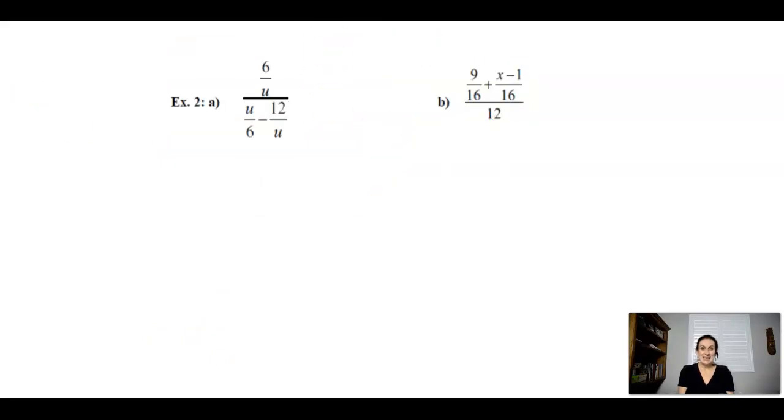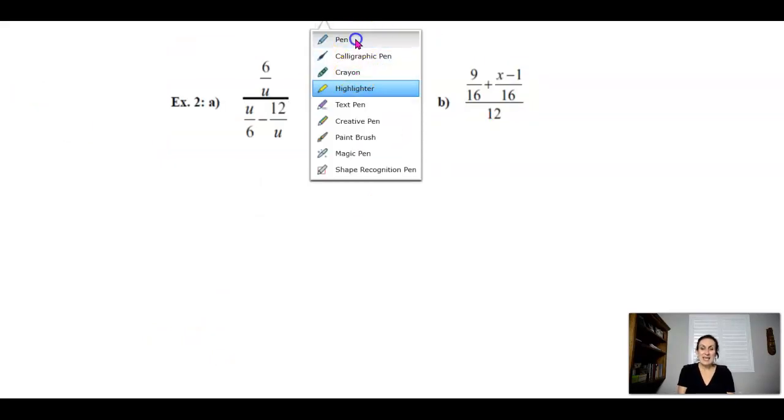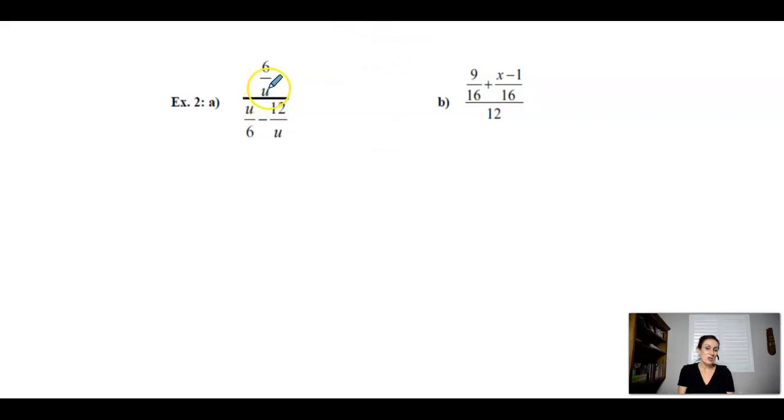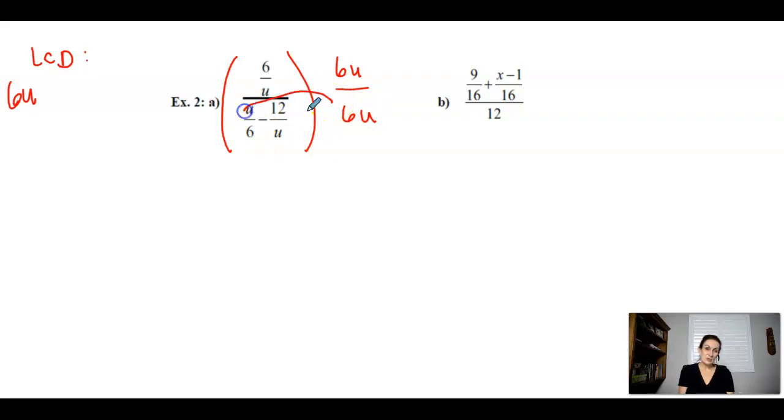Example 2a, we'll start by finding the LCD. U is in the bottom, I'll write it down. I need a 6, I'll write it down. U, I already have a U, so my LCD is 6U. I multiply the entire thing by 6U over 6U. Because of the subtraction in the bottom, this 6U is going to multiply to both fractions.